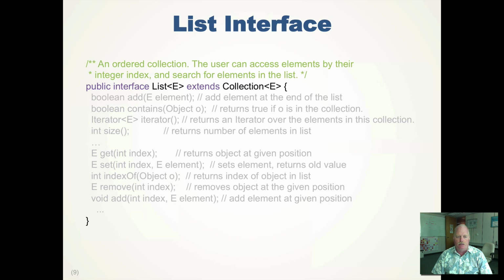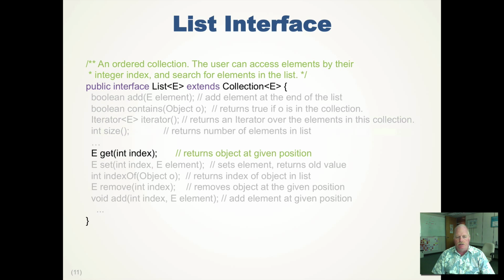So what does the list interface look like? In Java, it's a public interface List. It's a generic list, so you can instantiate it with a different class type, and it extends the collection interface. So it defines all the methods in the collection. So we have the add, the contains, the iterator, the size, etc. And it also provides the concept of a position or an index of the items in that collection.